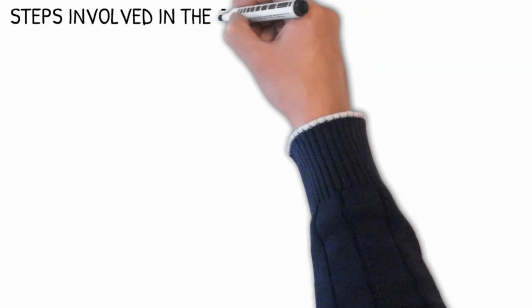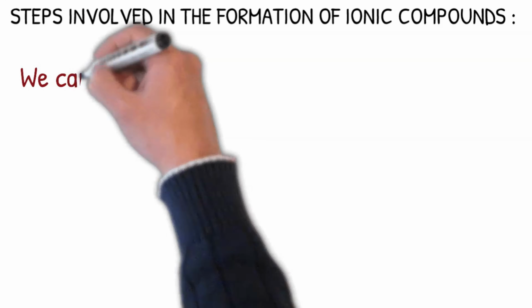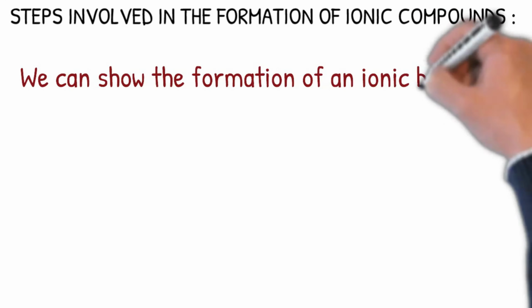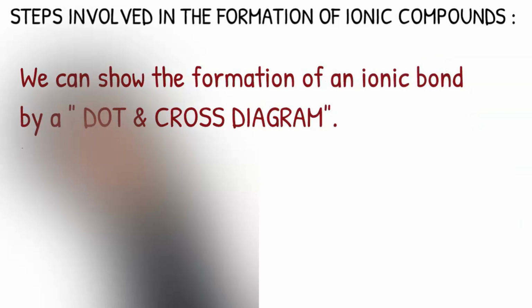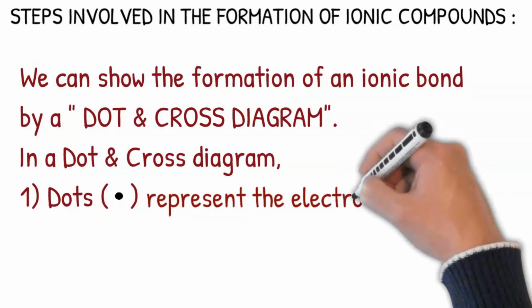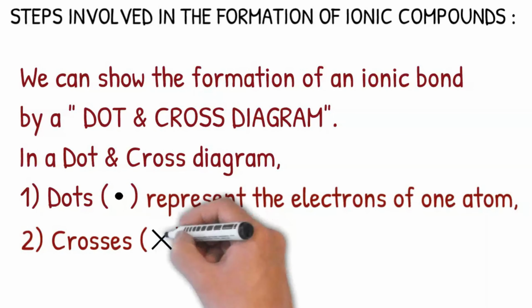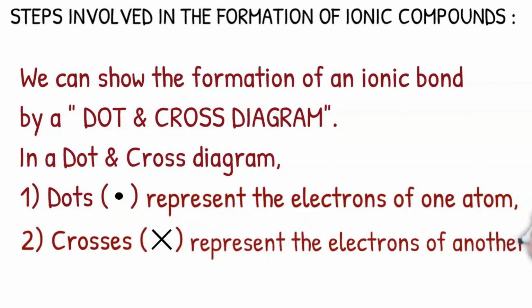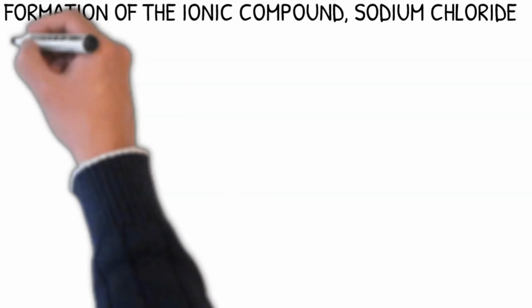Steps involved in the formation of ionic compounds. We can show the formation of an ionic bond by a dot and cross diagram. In a dot and cross diagram, dots represent the electrons of one atom, crosses represent the electrons of another atom. Formation of the ionic compound sodium chloride.